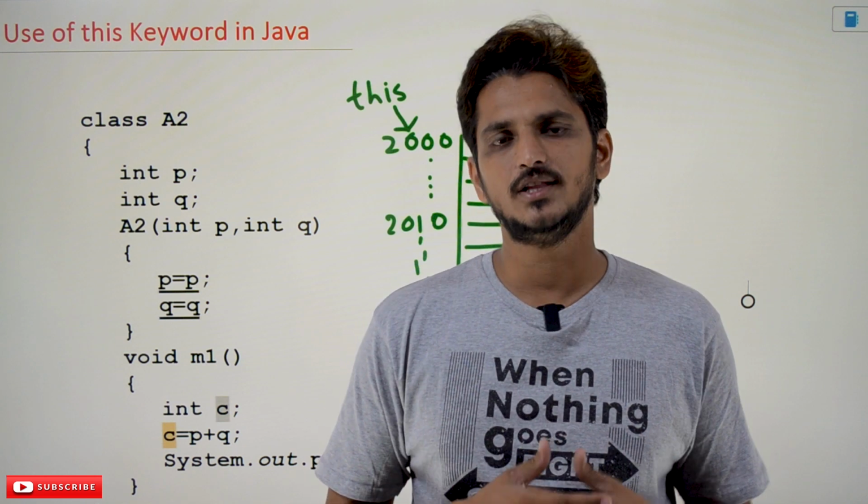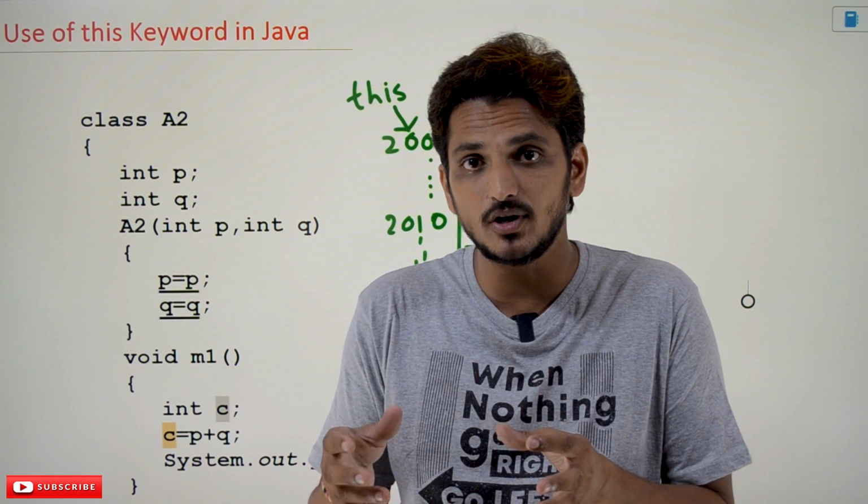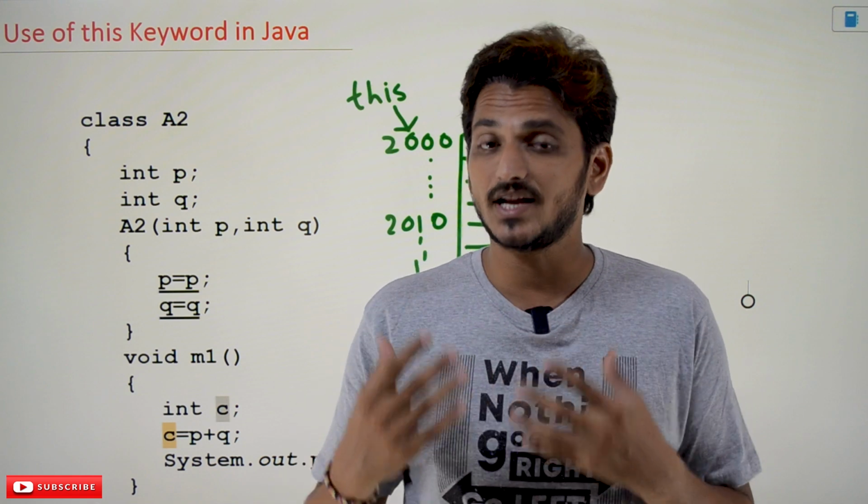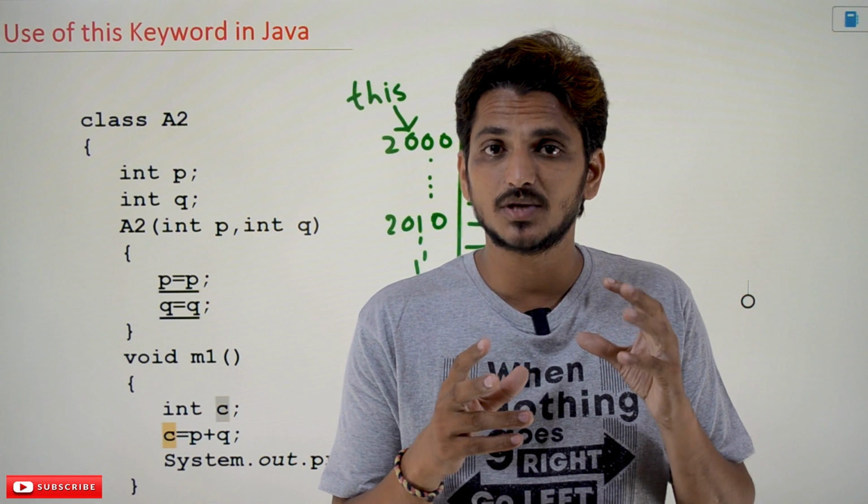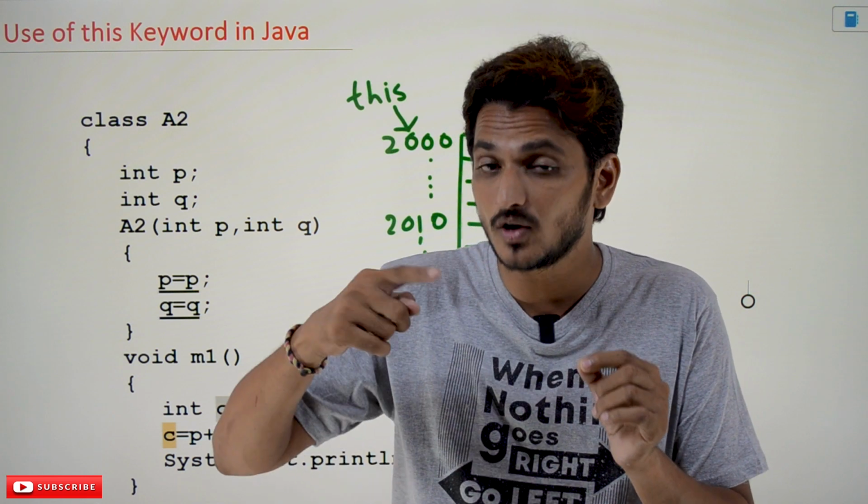I am Raghu here. In this class, we will discuss the this keyword in Java. In order to understand this, you need to have some basic concepts about the object, how memory is allocated to an object.